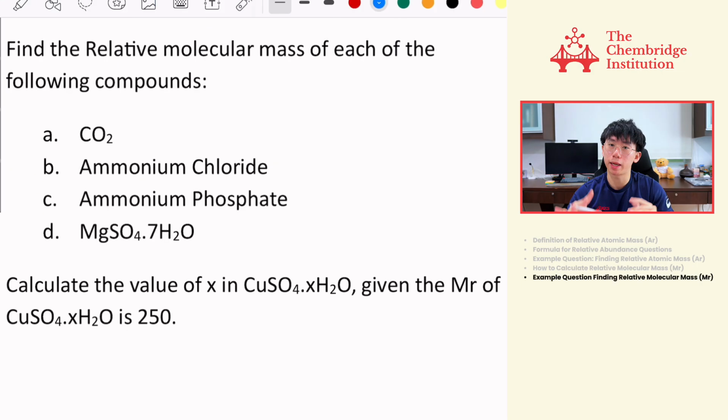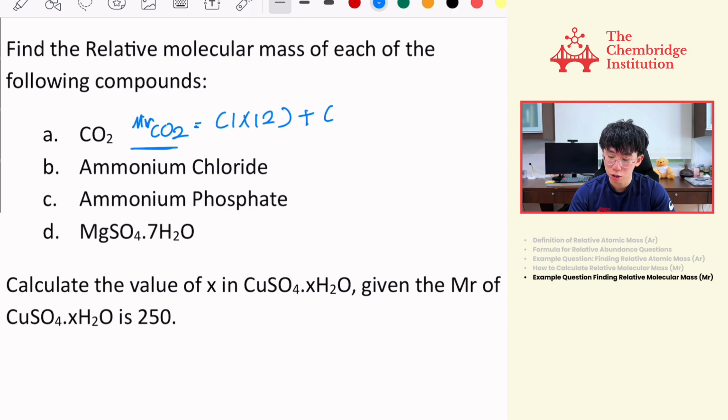Okay, so let's do some practice over here and try to find the relative molecular mass of each of these compounds. So for CO2, we can actually find the Mr of CO2. Take note of my notation over here. It's actually important that all your calculations have some level of labeling. So I put Mr of CO2 over here, which equals, so there's only 1 carbon, so it's 1 times 12, plus 2 oxygens, so it's 2 times 16, and you get a relative molecular mass of 44.0, again leaving it to 3SF.